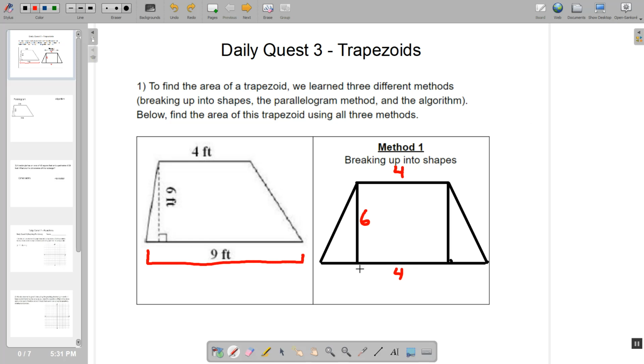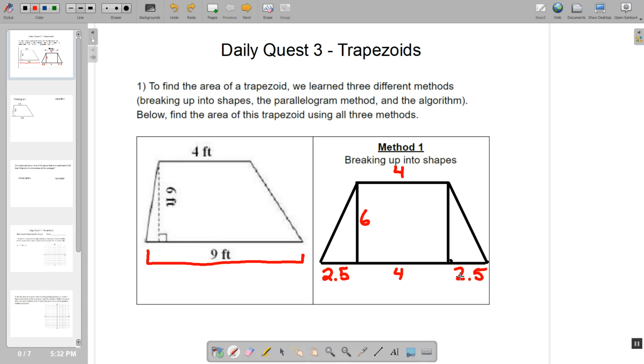Well, 4 plus 5 equals 9 total, and we have to split that evenly between our 2 triangles, meaning that this has to be 2.5, and this also has to be 2.5 in order for the entire bottom to equal 9. Once we're here, we just have to find the area of each piece. We add up all the pieces together, and there you go, we have our answer.